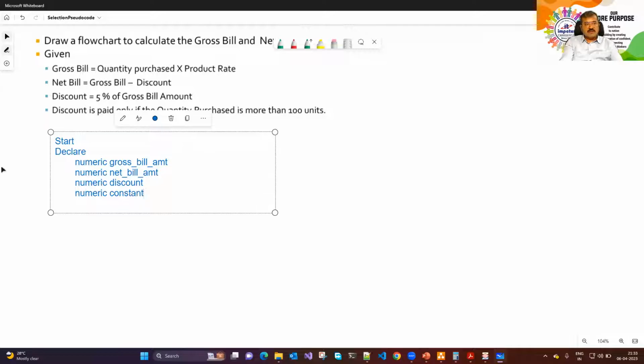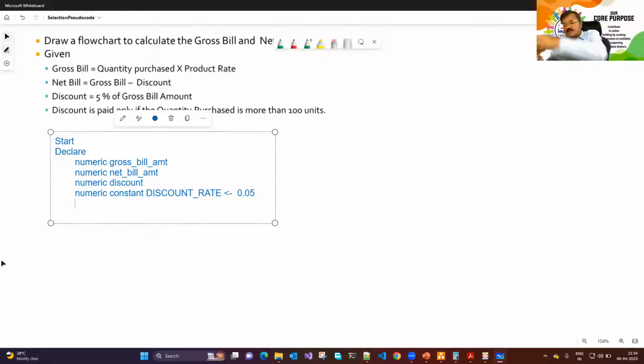The fourth variable that I define is a constant, discount rate. And how much is the discount rate? The discount rate is 0.05. And that's the discount rate. I think this is good enough for us. All the variables have been taken care of, yes or no?